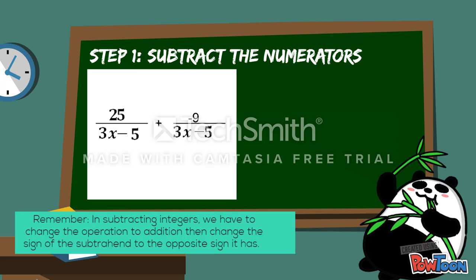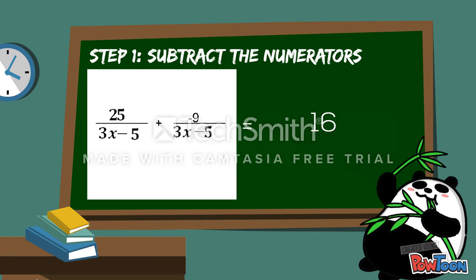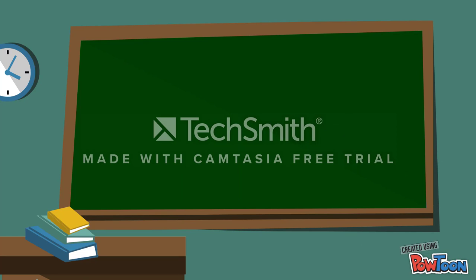First, let's subtract the numerators. Remember, we have to apply the rule of integers in doing so. In subtracting integers, we have to change the operation to addition, then change the sign of the subtrahend to the opposite sign it has. 9 is the subtrahend, and given 9 is positive, we have to change it to the opposite sign, which is negative. So if we rewrite that, we'd have 25 over 3x minus 5 plus negative 9 over 3x minus 5. Because 25 and negative 9 have opposite signs, we'd have to subtract them. 25 minus 9 is equals to 16. That leaves the numerator with 16.